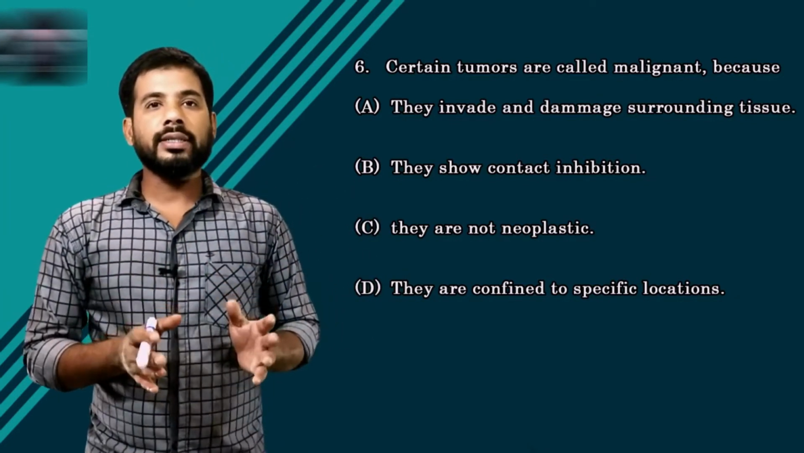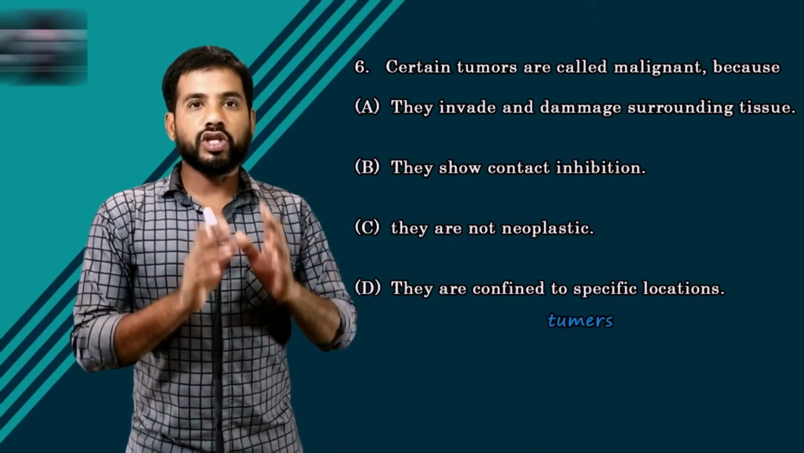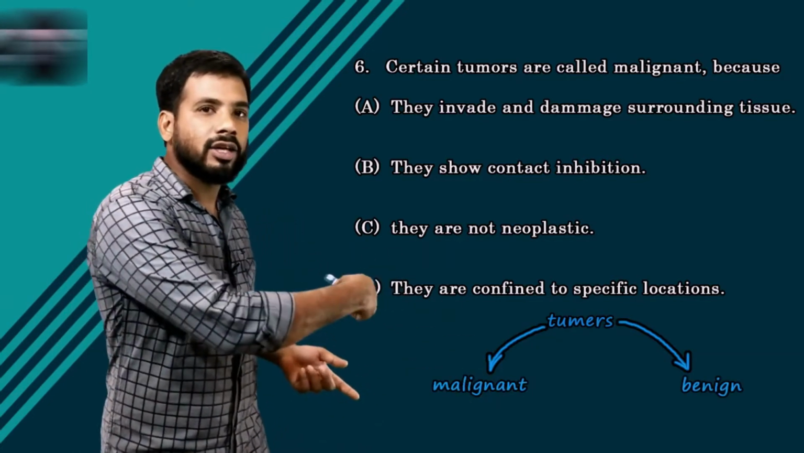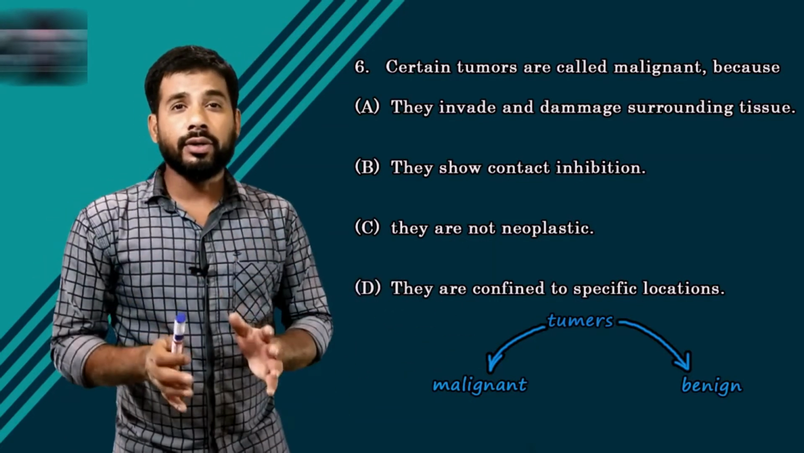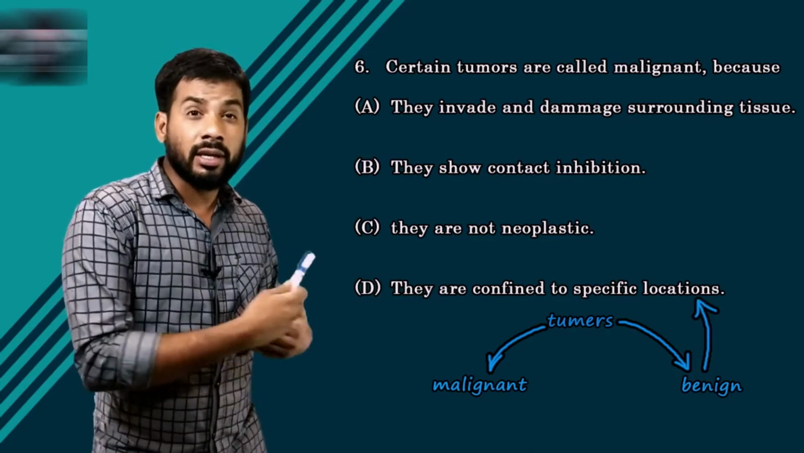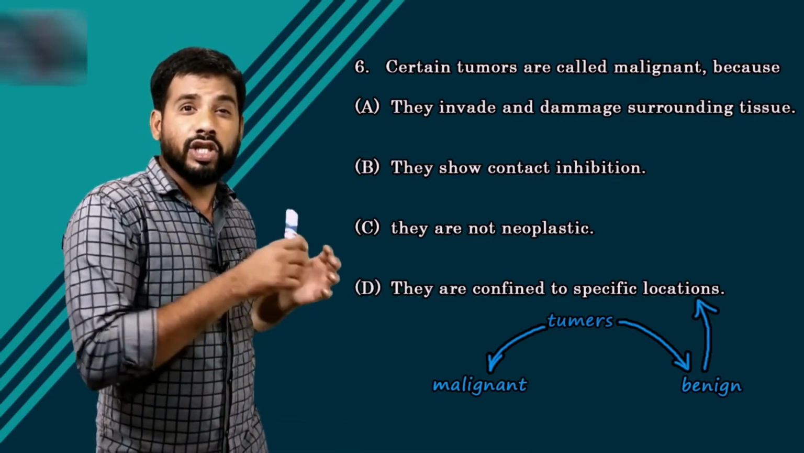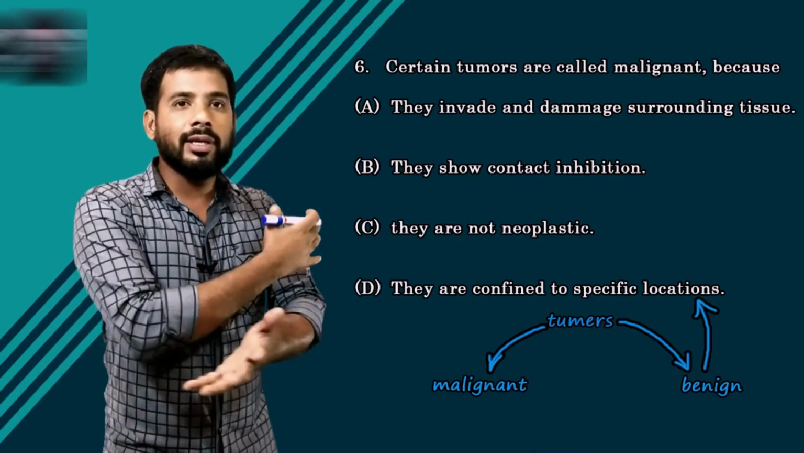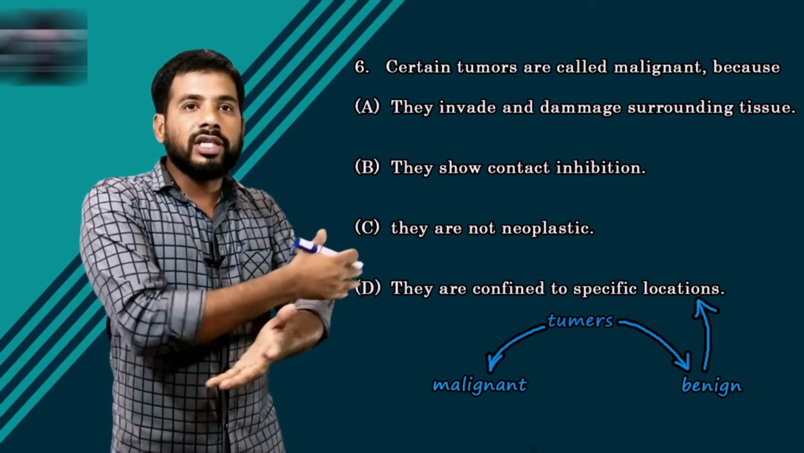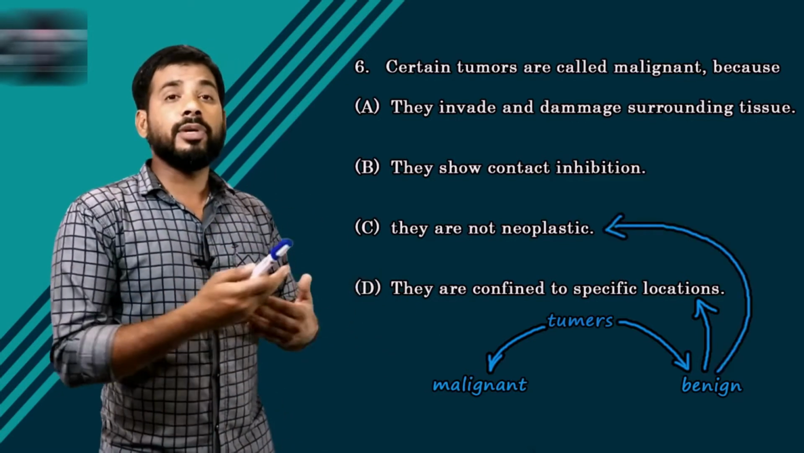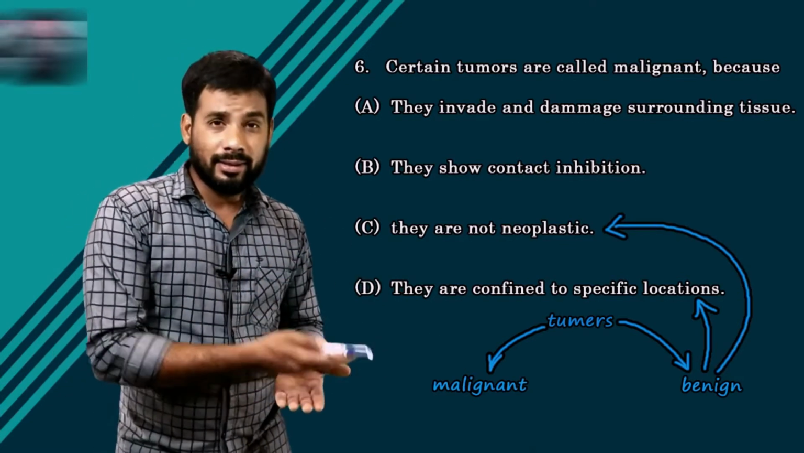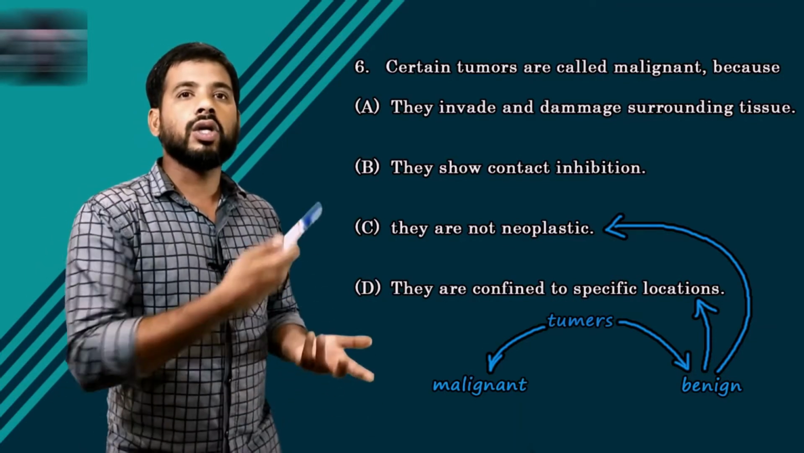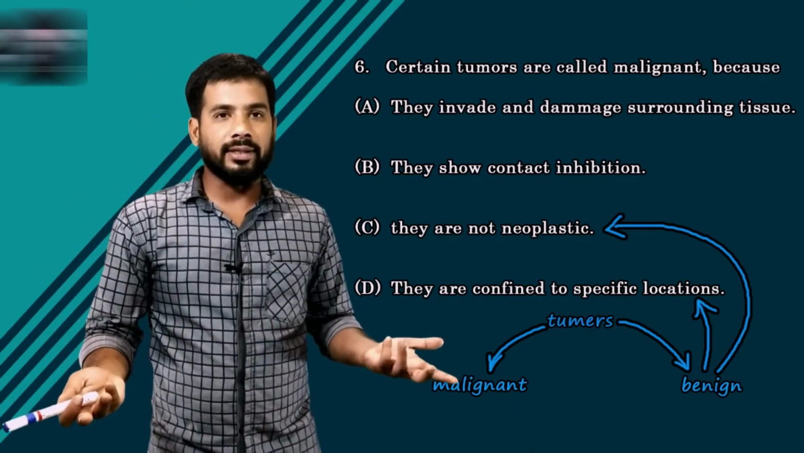So remember students, tumors are generally classified into two types. One is the malignant tumor and the other is the benign tumor. Benign tumors are generally non-cancerous, so they just remain confined to their specific location. For example, if a tumor is formed in the hand, that tumor will not spread to the other body. These benign tumors are non-cancerous, that means they are not neoplastic. Neoplastic means cancerous. Non-neoplastic means not cancerous.